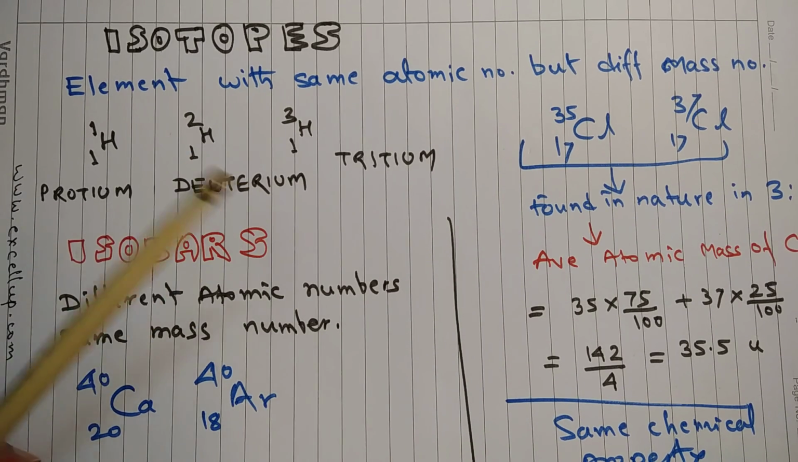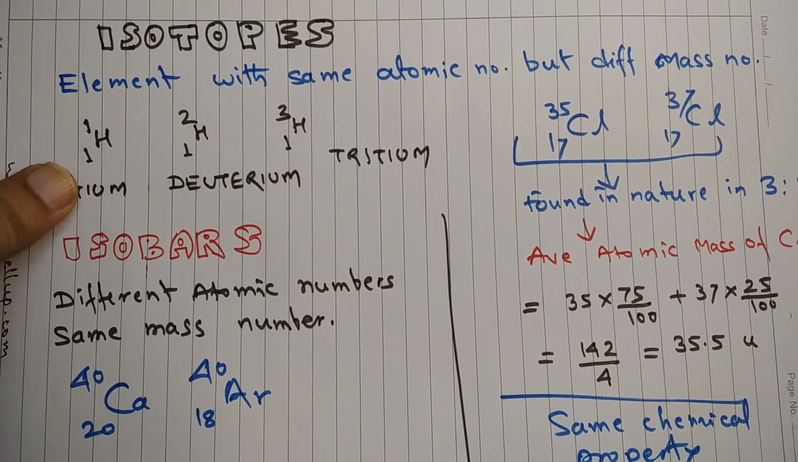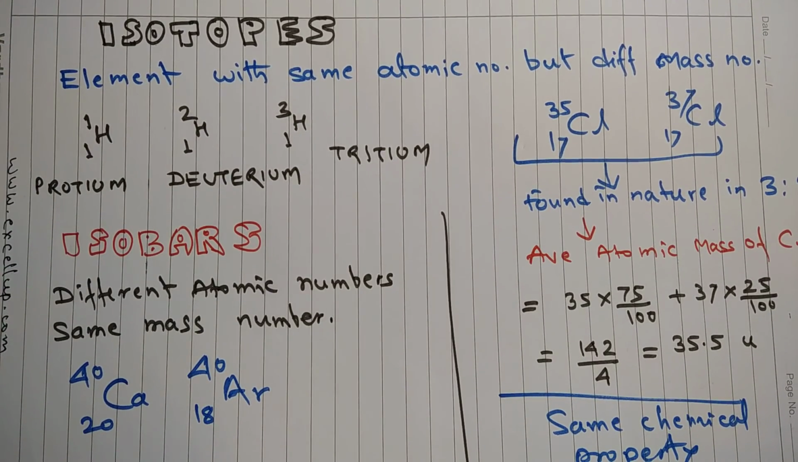Okay, so let us recapitulate. I talked about the subatomic particles which constitute an atom. Then I talked about Thomson's model of atom. I talked about Rutherford's alpha particle scattering experiment. Then I talked about Niels Bohr model of atom. After that, I talked about distribution of electrons in discrete orbits. Then I talked about valency of elements, and finally I talked about isotopes and isobars. That's all for this lesson.